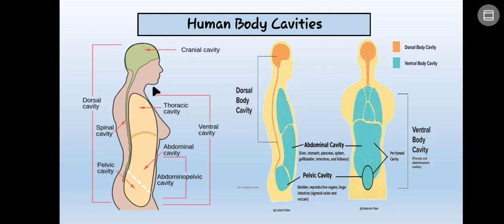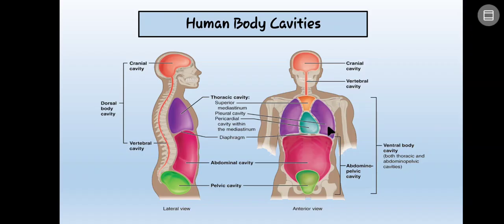So the body can be divided into two major cavities, the dorsal cavity and the ventral cavity. Under the ventral cavity, we have the thoracic cavity and the abdominopelvic cavity. Under the abdominopelvic cavity, we can further divide it into the abdominal cavity and then the pelvic cavity. Then the dorsal cavity can be divided into the cranial cavity and the spinal cavity, which houses the spinal cord. These are the two major divisions of body cavities we have.